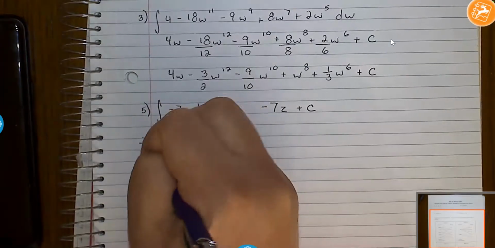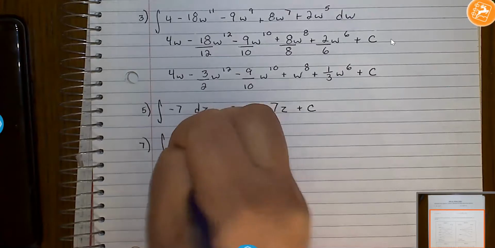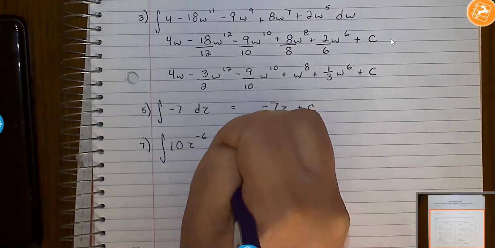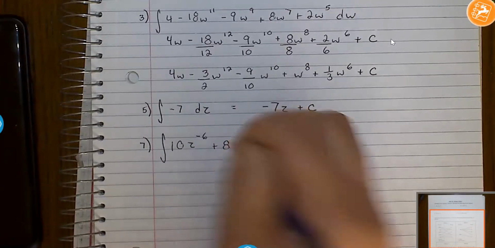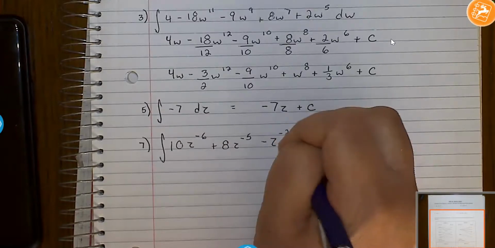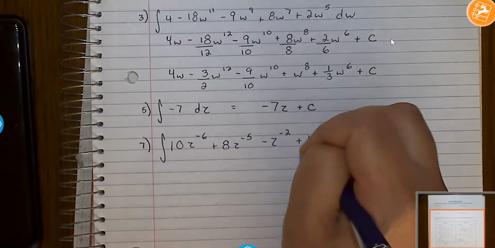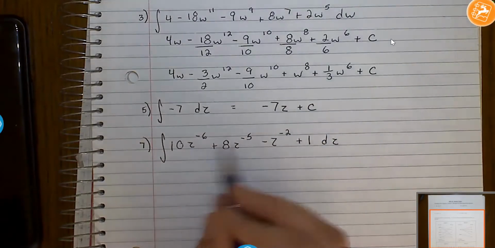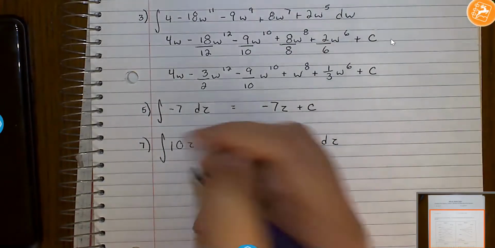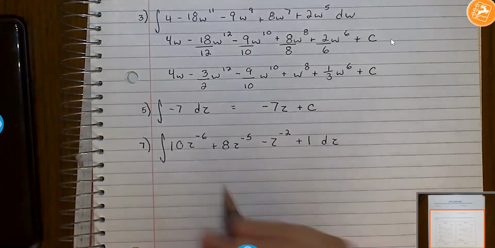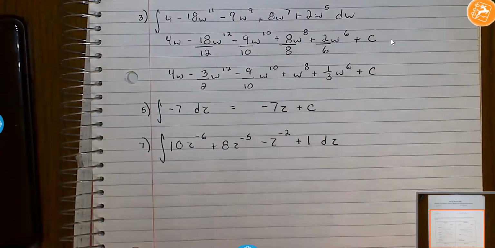Looking at the integration of 10z to the negative 6th plus 8z to the negative 5th minus z to the negative 2 plus 1 dz. So same thing here, except we're dealing with negative exponents. Be careful when you're adding 1 to a negative exponent. All right, a lot of people like to subtract a 1 or make the -6 a -7. That would be subtracting 1.